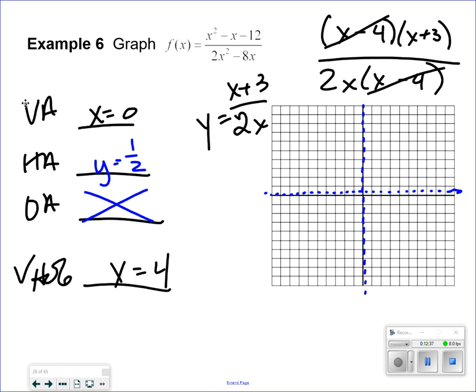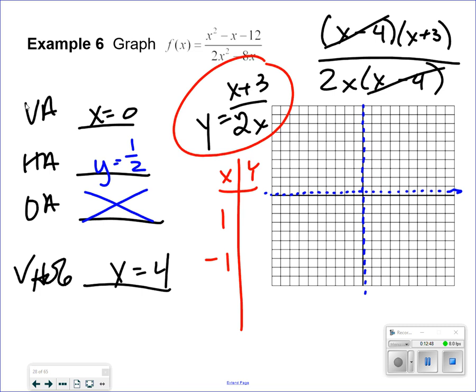Now for the graph. All I want to do is an XY chart, and I want one number on either side of the vertical. So if I plug 1 in, and again, you're going to plug it into this one here. I'm going to plug 1 in, and I'm going to get 4 on top and 2 on the bottom, or just 2. So 1, positive 2. There's a dot. Maybe I should put that in black just to give it a different color. Next, I'm going to put negative 1 in. So that's positive 2 on top, negative 2 on the bottom, or negative 1.